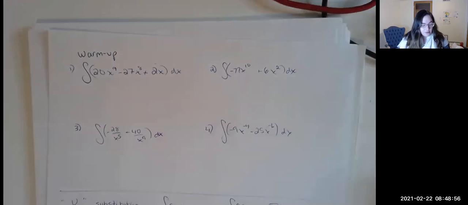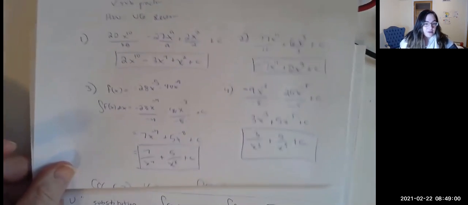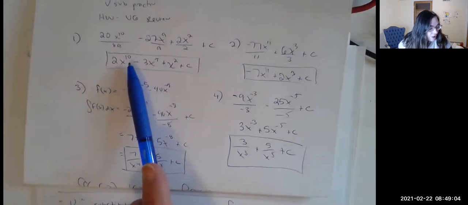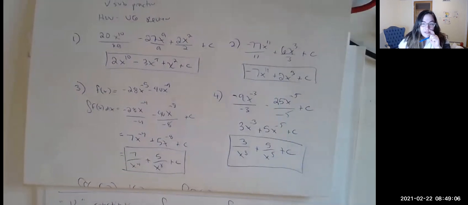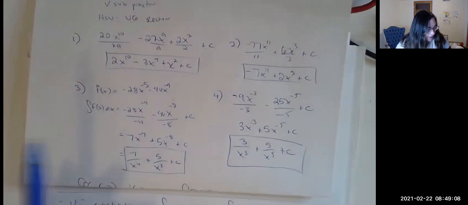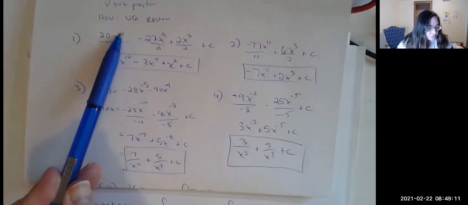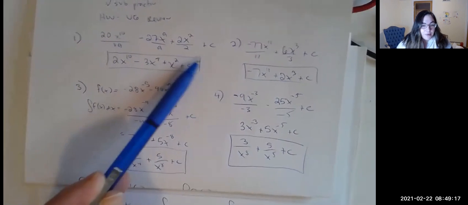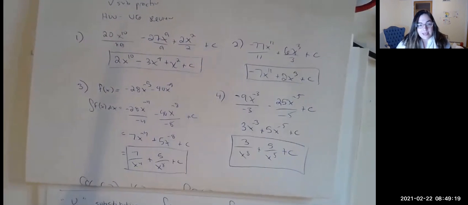So I'm hoping you've taken all the time that you need. These are the results, or they should be the answers. So all of these are polynomials. So we're just using the power rule, right? Adding 1 to the exponent and then taking whatever our new exponent is and treating it as the new denominator. And then we always add our trusty plus c at the end to account for the fact that there could be any constant in the integral.